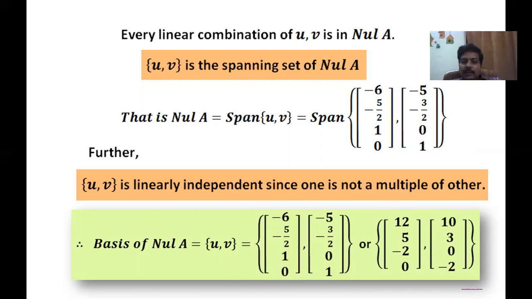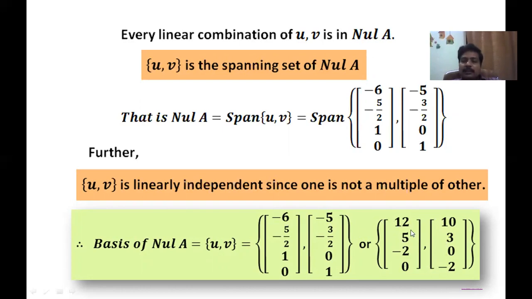First, I can simplify these vectors. Instead of having fractions, I can multiply by 2, and by minus 2 of course, so that I get (12, 5, minus 2, 0). And here it is (10, 3, 0, minus 2).